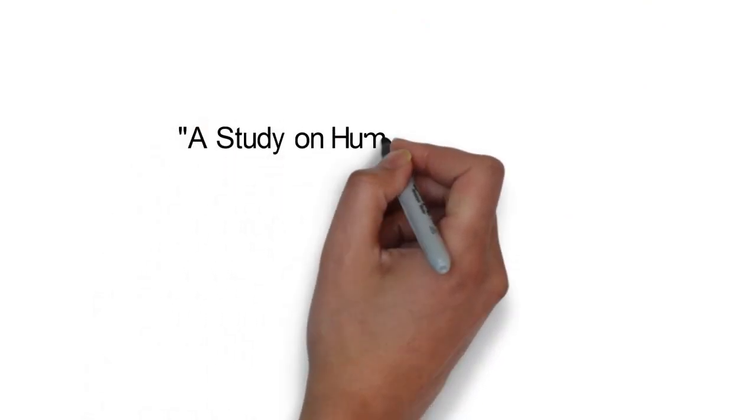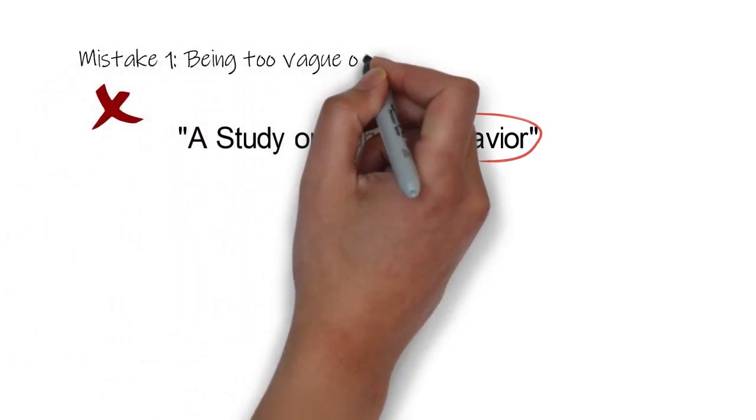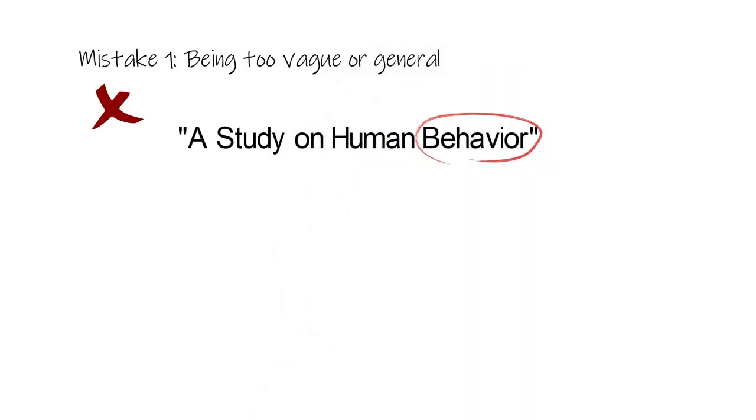A study on human behavior. For instance, consider this vague title. It provides little information about the specific aspect of human behavior being studied, making it less compelling and informative.